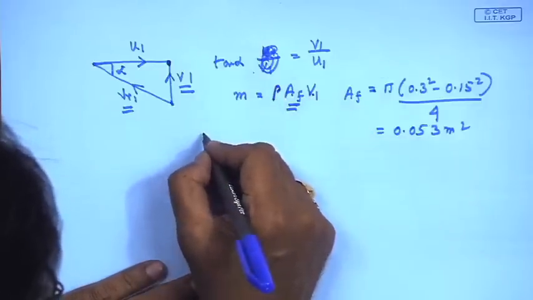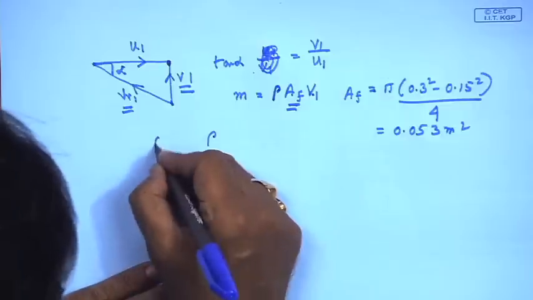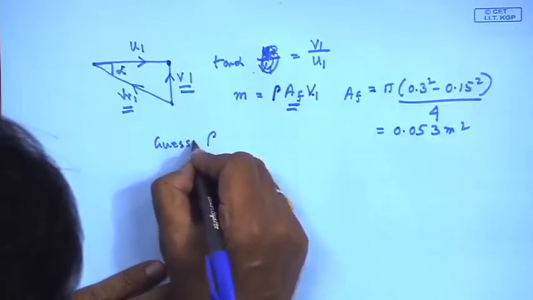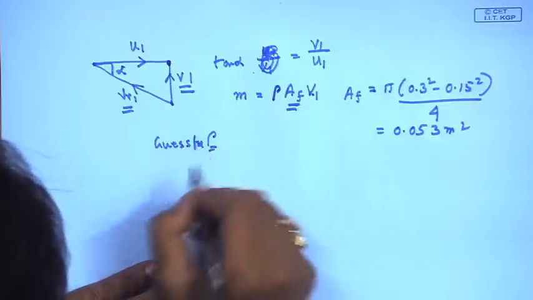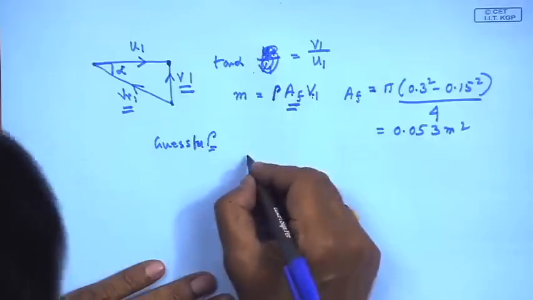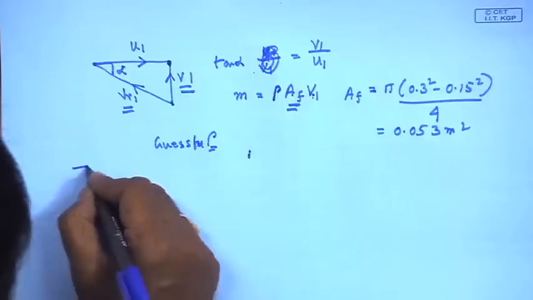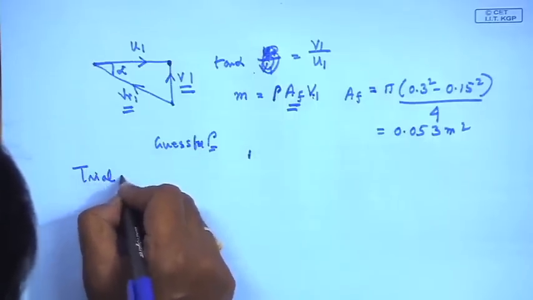So what is that? I have to make a trial. Guess for rho and find out V1. How to guess for rho? This rho, for example, trial 1, this is a trial method, trial 1.